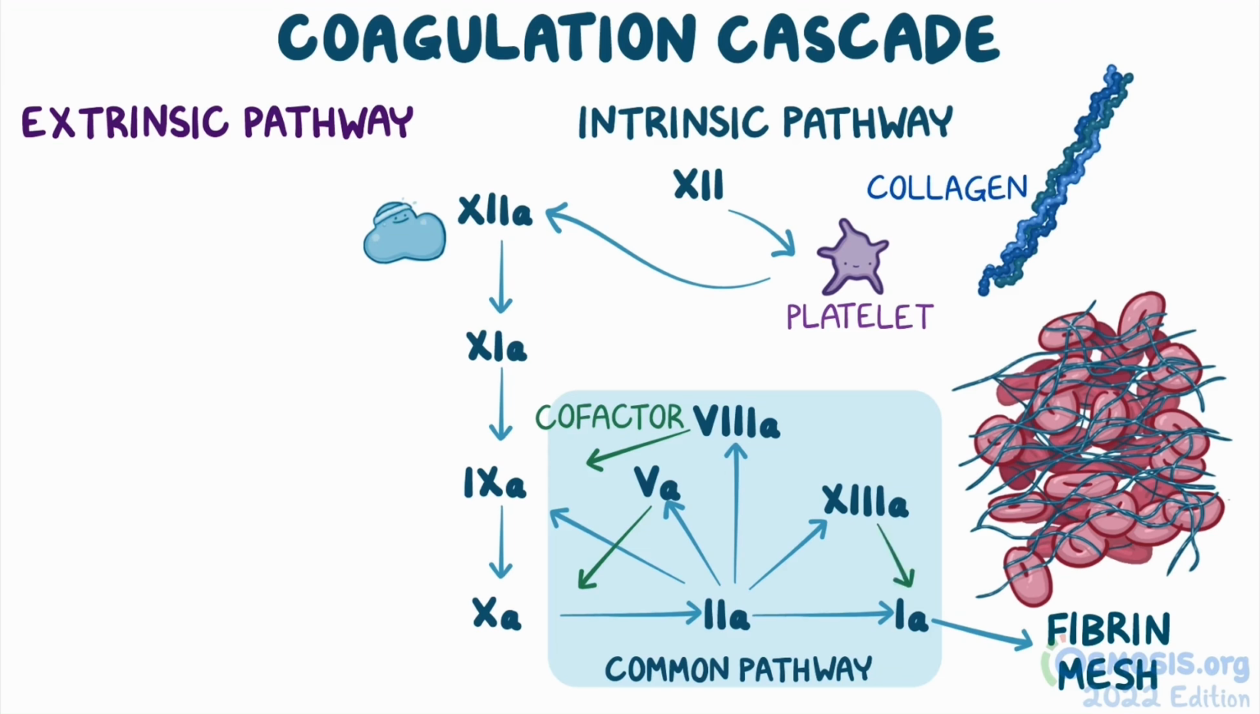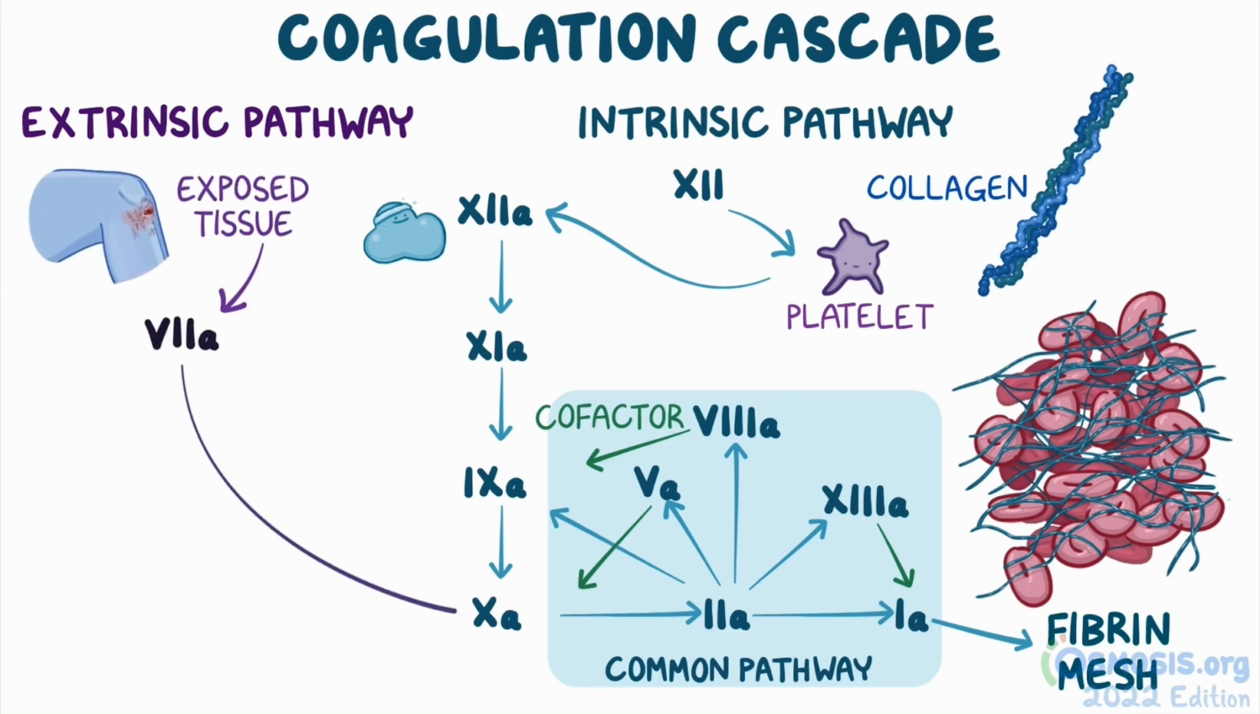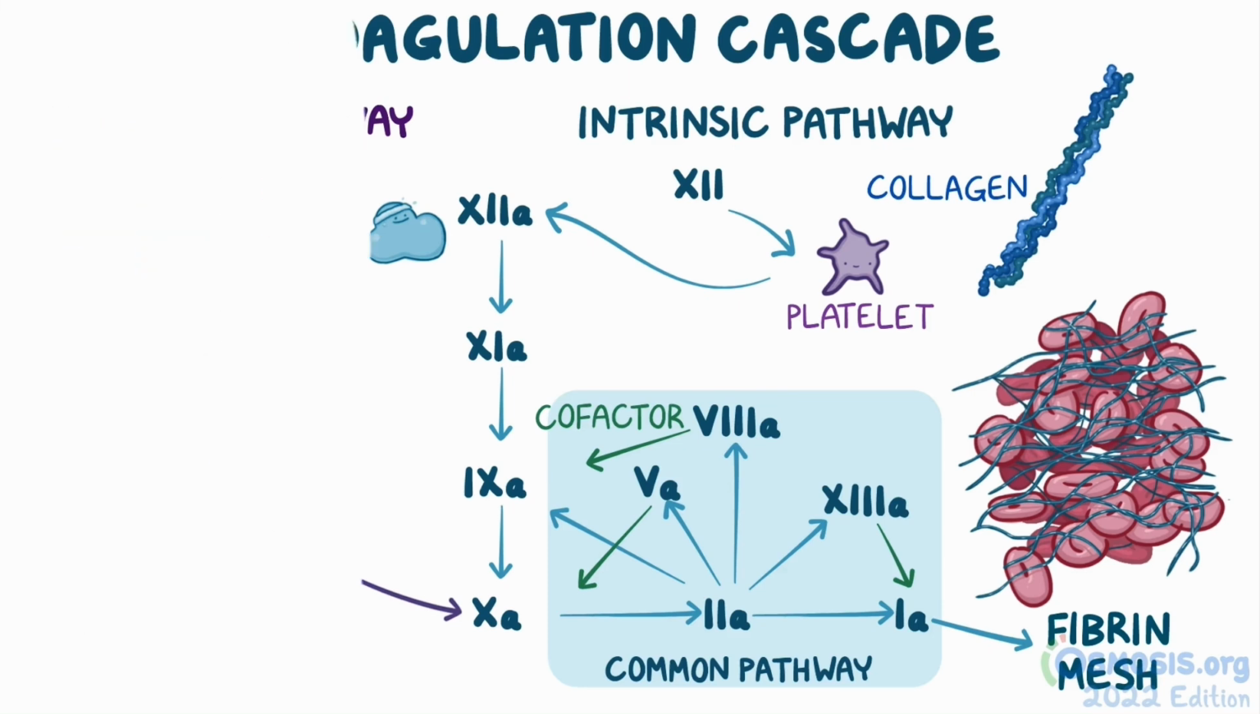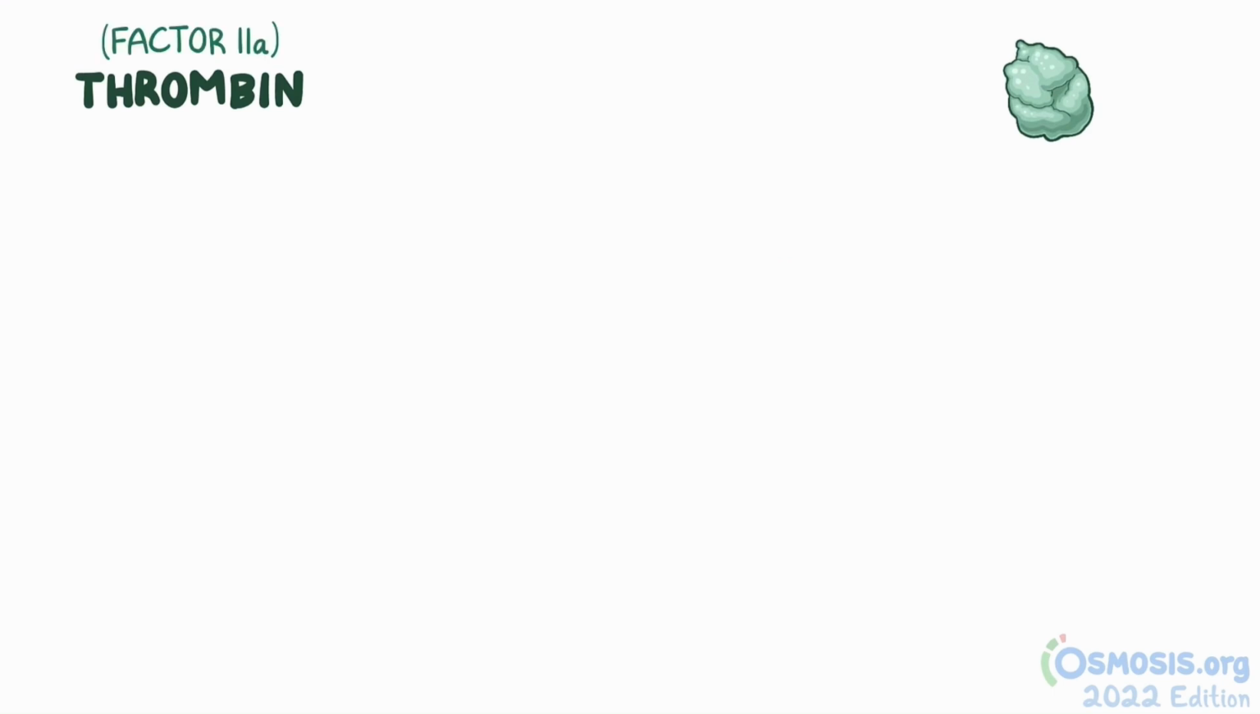In the extrinsic pathway, exposed tissue factor activates factor 7, which activates factor 10 and starts the common pathway. Now, the most common point of clot regulation is when a coagulation factor called thrombin is produced. Thrombin, or activated factor 2, is a very important clotting factor because it has multiple procoagulative functions.